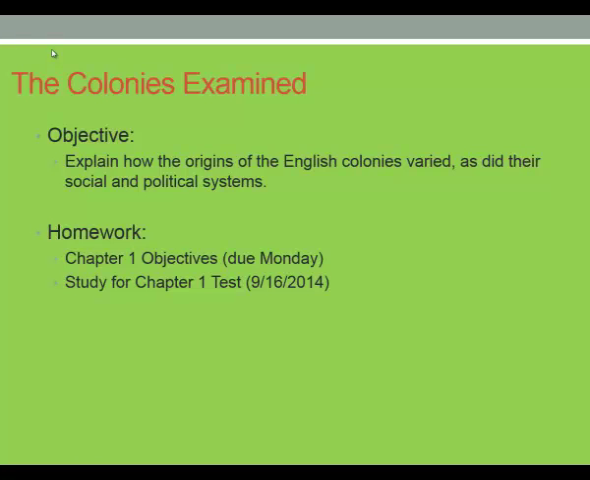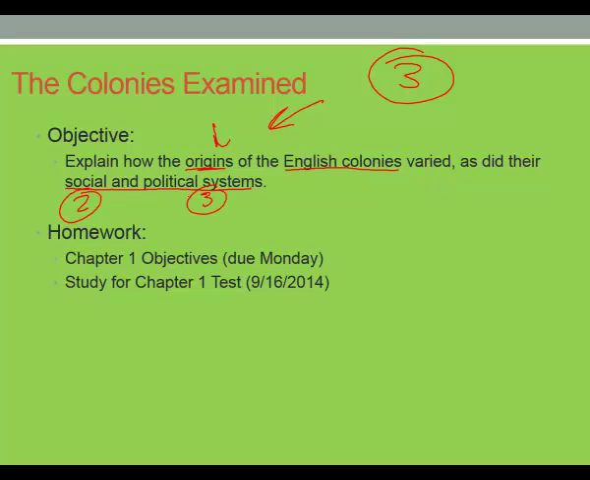Let's break these down really quick. You have one objective, the final objective for the chapter. Explain how the origins of the English colonies, so nowhere else, varied as did their social and political systems. So you have three parts here. The origins, social systems, political systems.